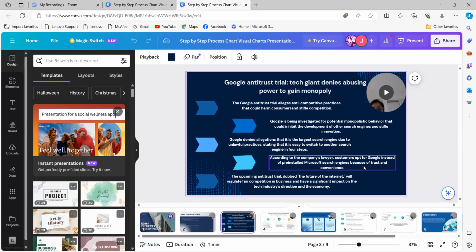unlawful practices, stating that it is easy to switch to another search engine in the United States. Number 4, according to the company's lawyer, customers opt for Google instead of the pre-installed Microsoft search engine because of trust and convenience. Number 5, the upcoming antitrust trial will decide the future of the internet. The future of the internet will regulate fair competition in business and have a significant impact on the tech industry and the economy. So now we would like to go to the next news.